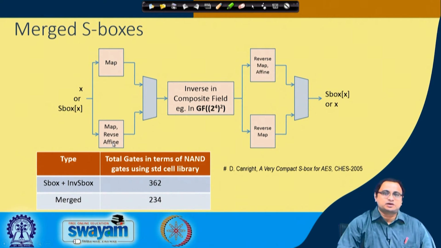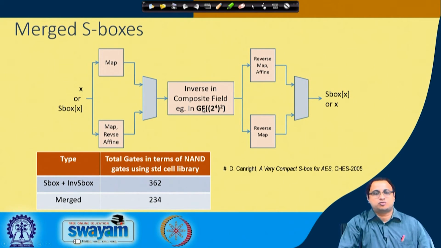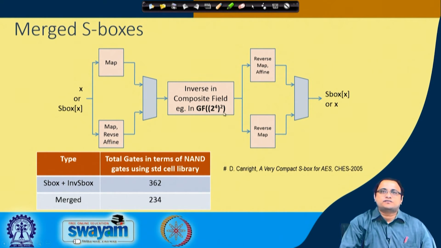Likewise, when you are doing decryption, you take S box of X, you do the inverse mapping, and you apply the reverse affine operations. You can combine these two things to save some gates, because both of them are matrices. Then you pass them through an inverse in the composite field GF(2^4)^2, and finally you do the reverse mapping to get the result back, which in this case is X. So you have fed in S box of X, and since you are doing the inverse operation, you get X back. Okay. It is fine, because the core operation in both the S box and the inverse S box is the finite field inverse. And that is the major hardware which you are trying to share in both data paths.